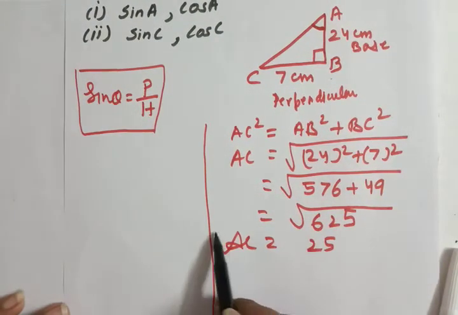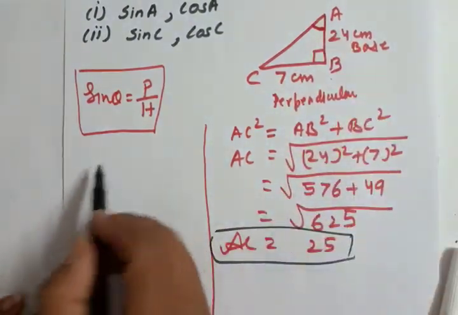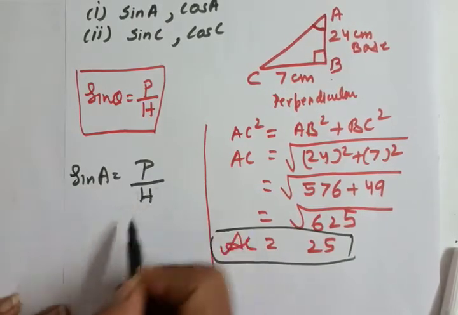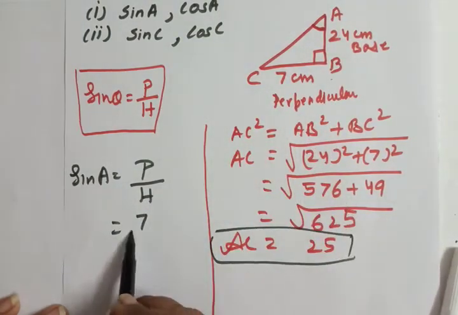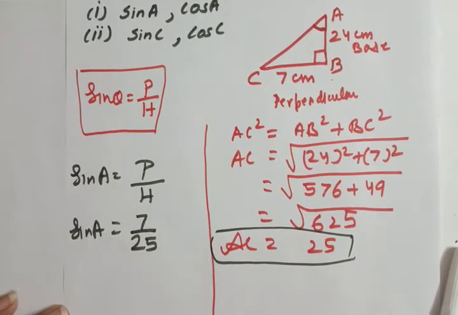We have got the hypotenuse also. Now with respect to sine A, sine A is equal to perpendicular upon hypotenuse, and what is perpendicular here? Perpendicular is 7 and the hypotenuse is 25. So we have got sine A. Clear?